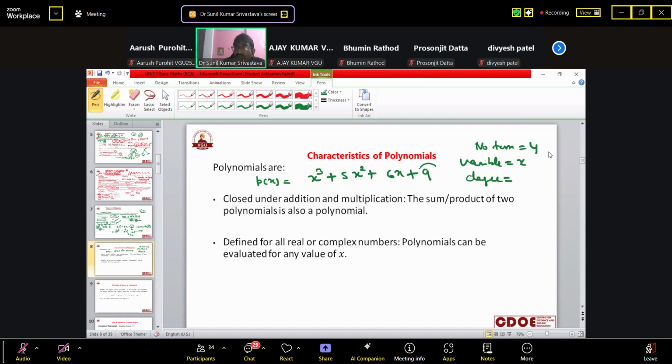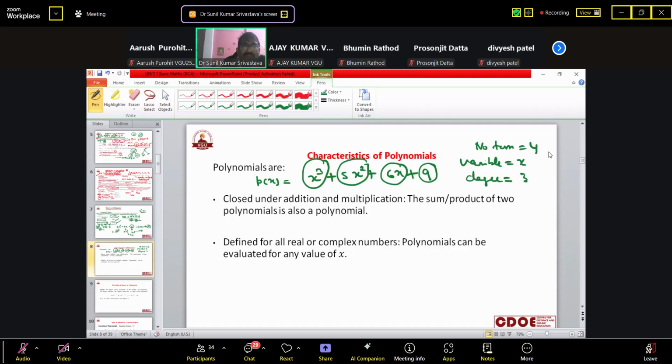From here, the highest power in the first term is 0. In the second, the highest power is 1. In the third, the highest power is 2. But in the term 3x cubed, the highest power is 3. So the degree here is 3. Any polynomial expression has variables, terms, and coefficients of the variables. It should be clear, because we are going to apply these things.